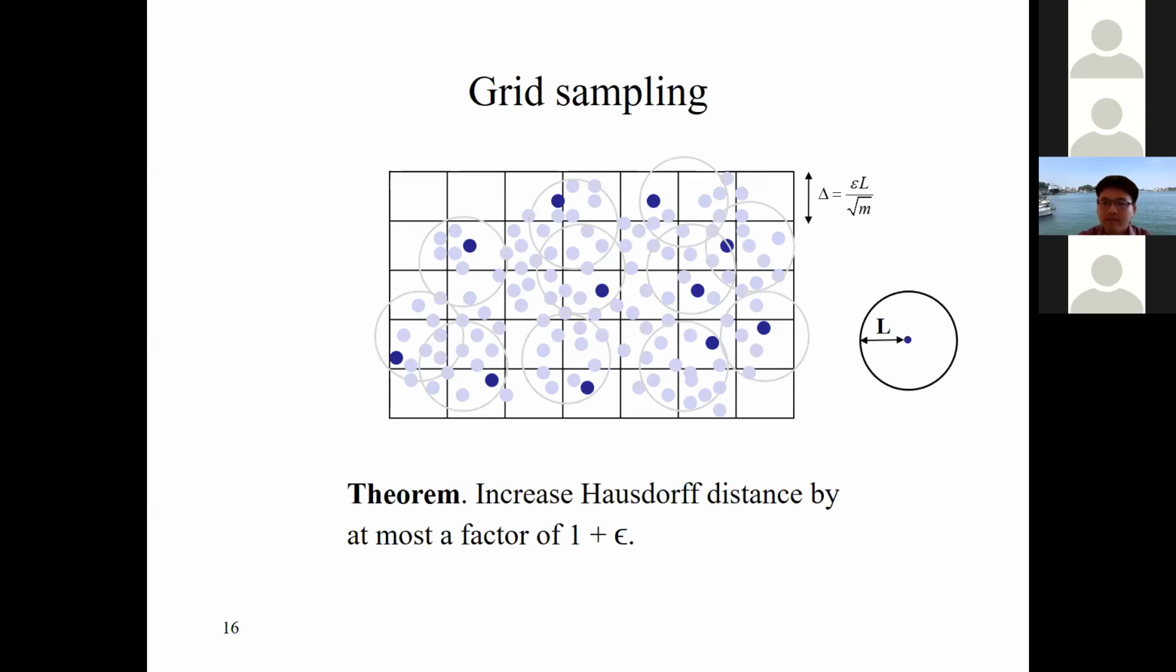And I want to mention that our grid sampling is different from geometric sketching. Here, as opposed to geometric sketching, our method is independent of the data. So it's much simpler and it's faster.